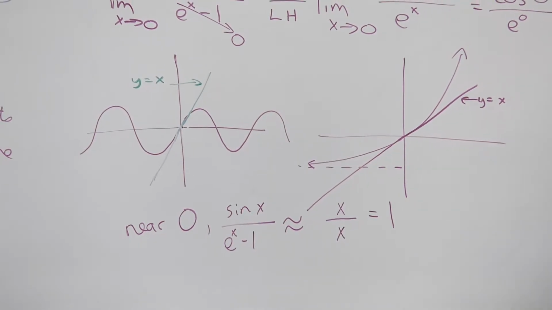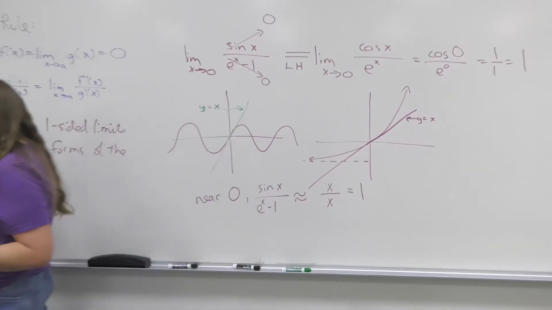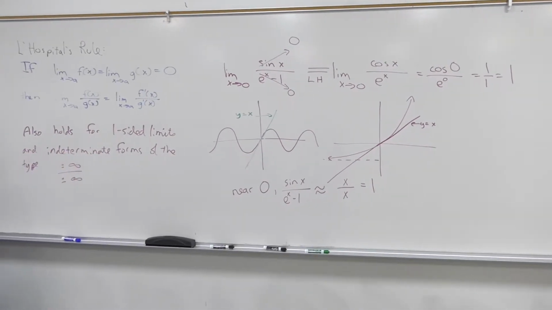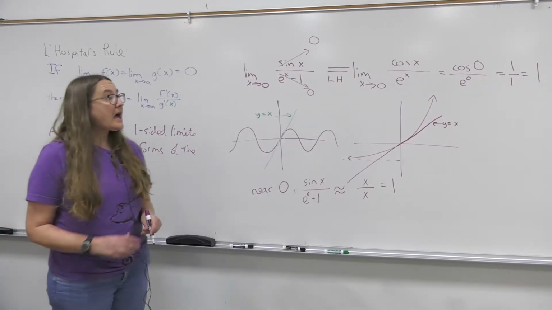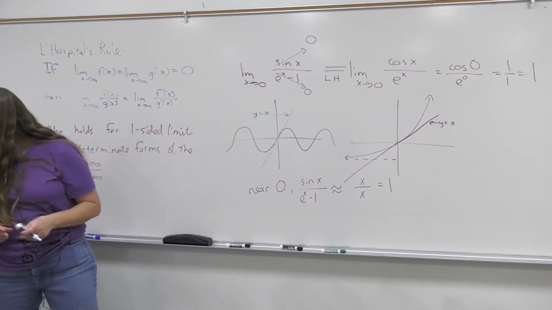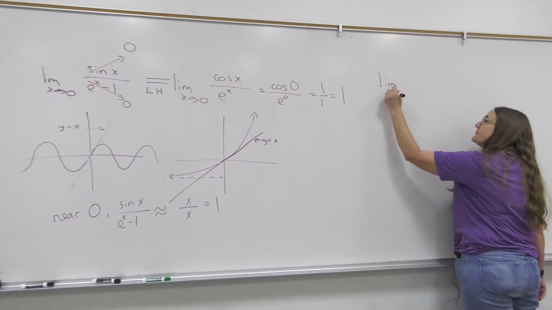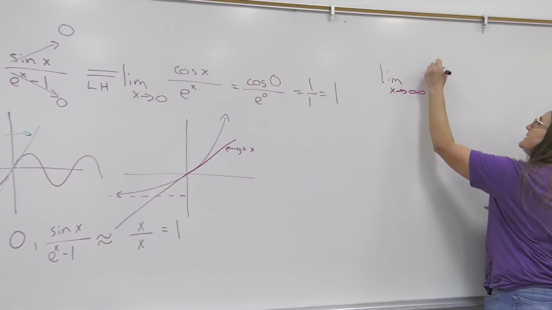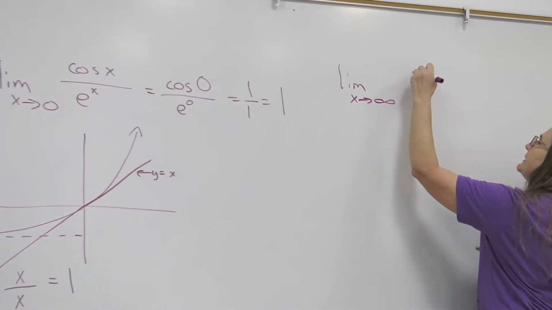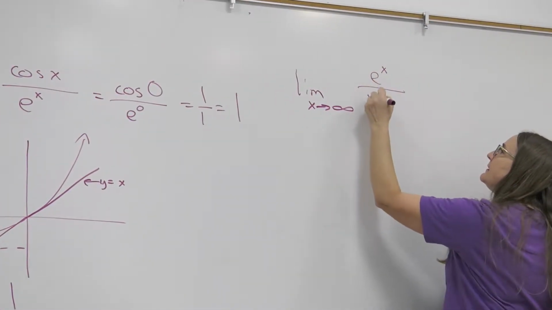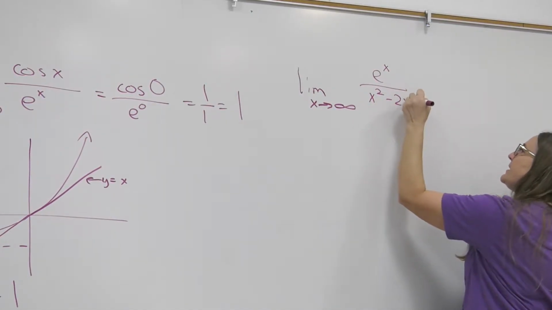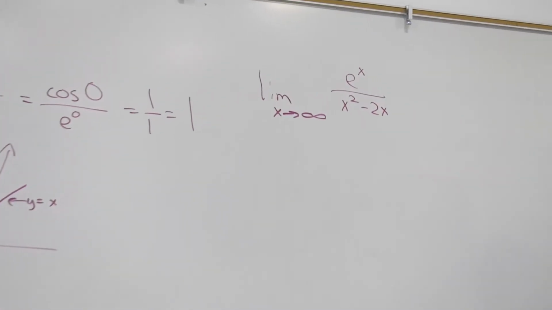All right, so let's take a look at an example of the second type of indeterminate form we get, where we get the top and bottom both going to infinity. So let's say I've got the limit as x goes to infinity of e to the x over x squared minus 2x.